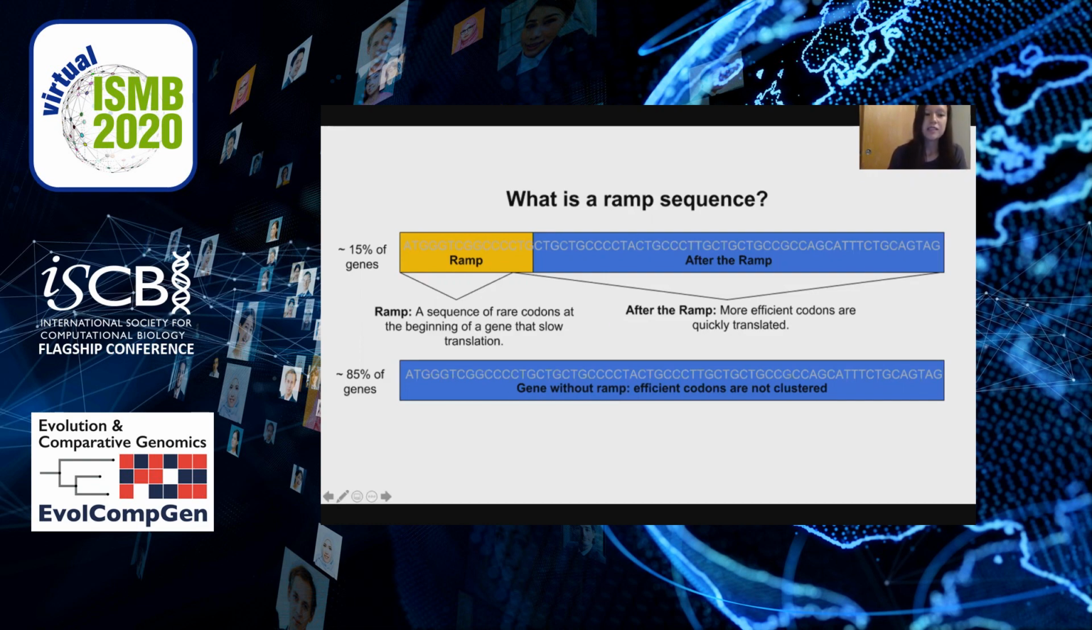And it's been previously estimated that ramp sequences exist in approximately 15% of genes. So they're actually a pretty prevalent way of regulating gene expression that is encoded right into the DNA sequence.